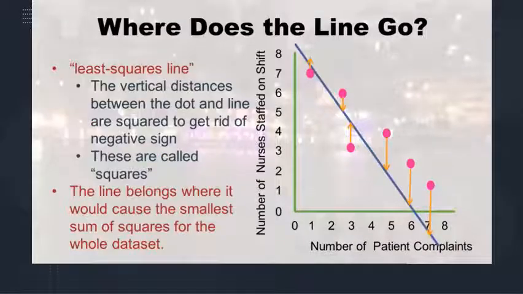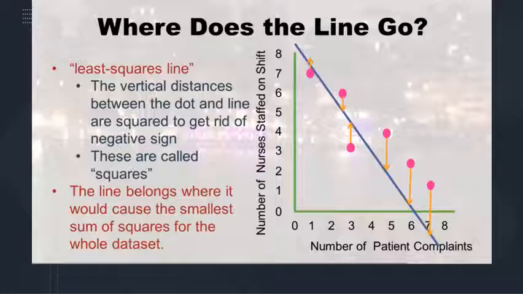Okay, so where in the world does a line actually go? This is so confusing. But we're going to do it the old-fashioned way and really calculate precisely where we're supposed to put this line. And we're supposed to use the smallest sum of squares for the whole data set. Okay, basically, we'll figure it out as we go. I'll show you how to work through it.